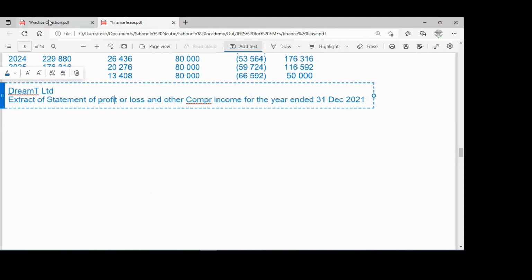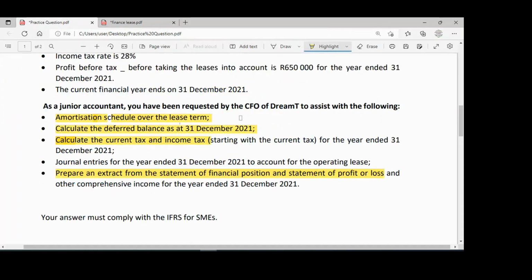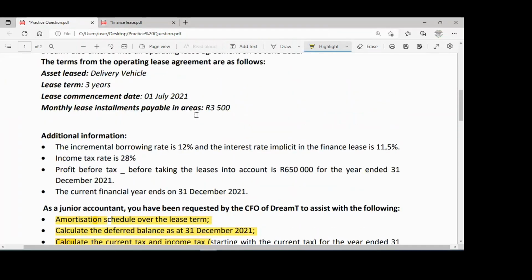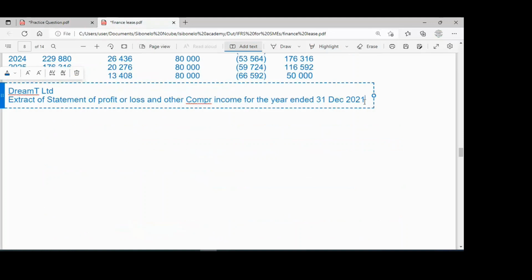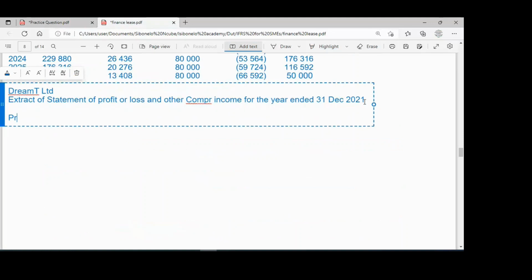So ngithi yakhumbula ukuthi la question sinikeziwe lapha ya profit, bathi additional information. Profit before tax. So profit before taking the leases into account is 650,000 for the year ended 31st December 2021. So no 650 profit singakawenza ama adjustments ama lease. So now uzomele ke nakhuza income statement yethu siyo correct le ya profit before tax. So sizoqala nge profit before tax and items.